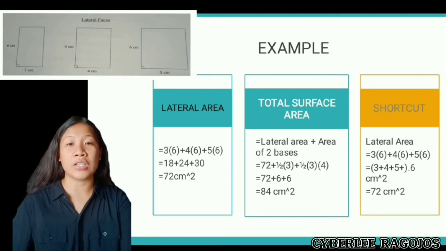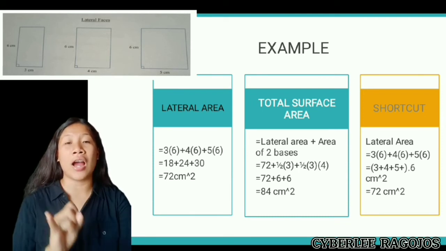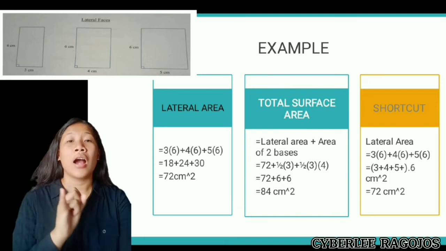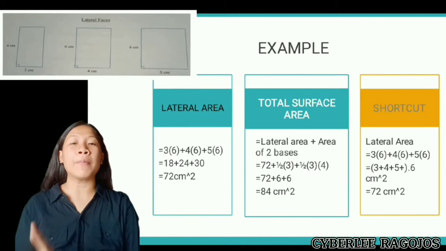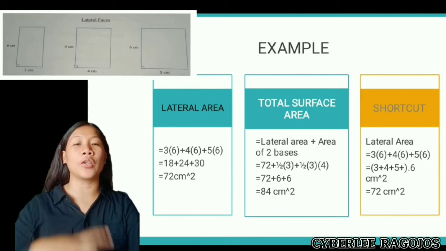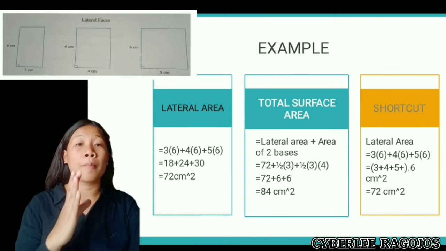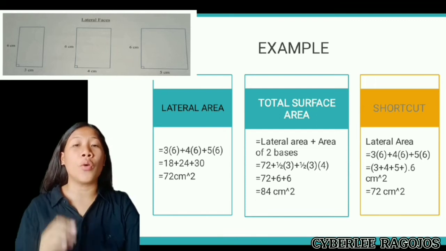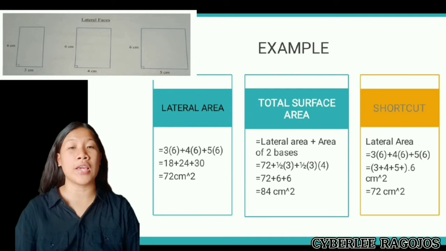simple lang siya. So, yung base at saka height na 3, 4, 5 at meron tayong height na 6. So, 3 plus 4 plus 5 and we are going to multiply it by the height 6 cm squared is makukuha natin yung 72 cm squared.